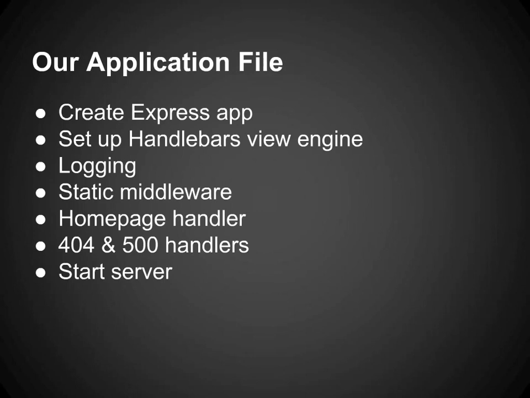Okay, so to create Express, we need a main application file, and our application file is going to do the following things. We're going to create the Express app. We're going to set up handlebars as our view engine. We're going to add logging, which will be helpful for the purposes of this presentation to see what's going on. We're going to add some middleware to serve static resources, such as our CSS and our client-side JavaScript, images, etc. We're going to add a handler for the home page or a route, and we're going to add 404 and 500 handlers. And then the last thing we're going to do is we're going to start the server.